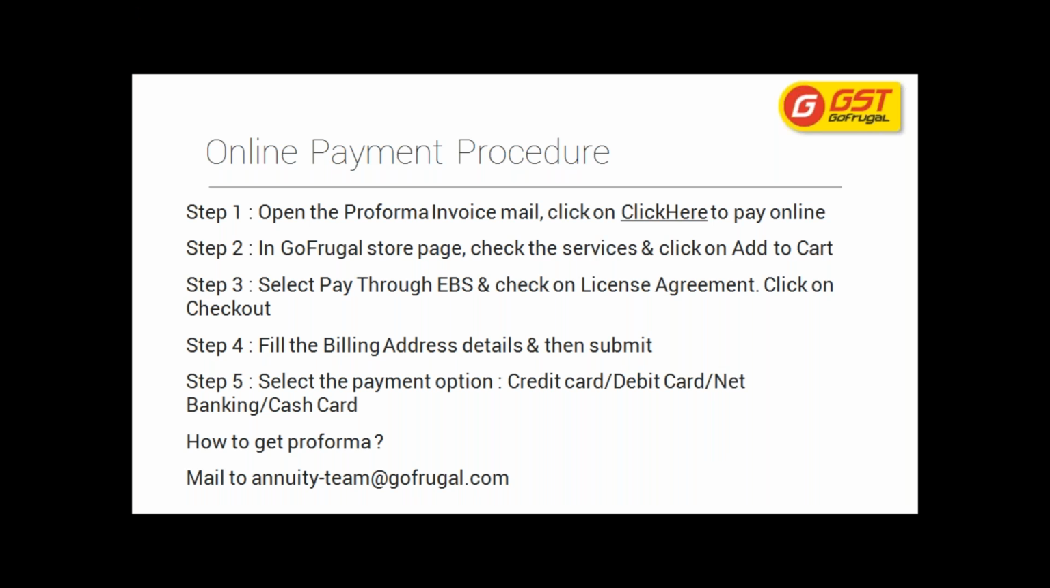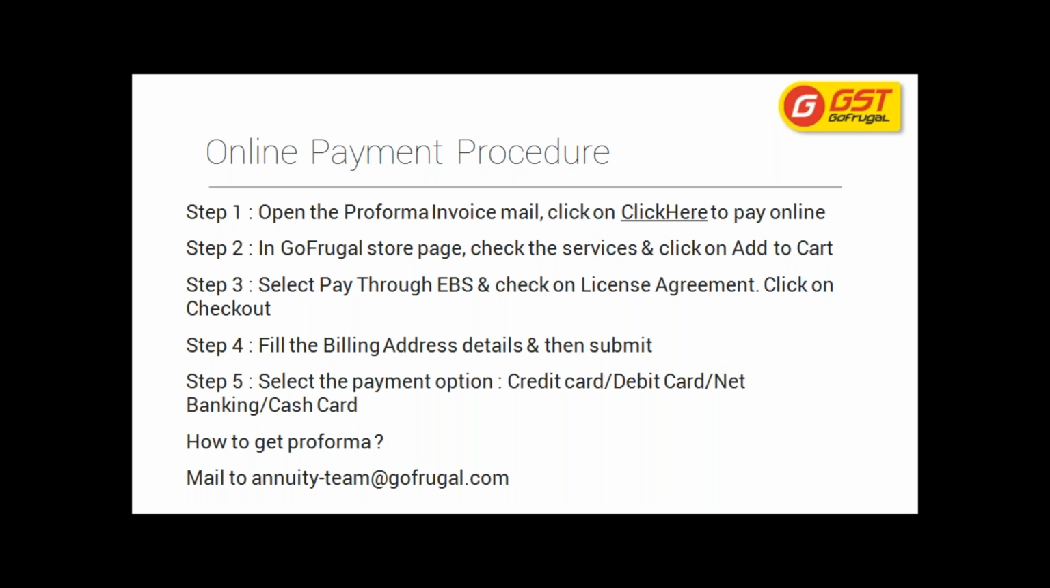Once you click on add to cart, you can select the payment through EBS, check the license agreement and click on checkout. In the next page, you will find your billing address details, and cross verify them. If any changes have to be made, put in the new changes in the billing address details and click on submit. Then on the final page, you will have the payment options, either credit card, debit card, net banking, or cash card. Once you select the relevant payment option, your payment will be processed accordingly.